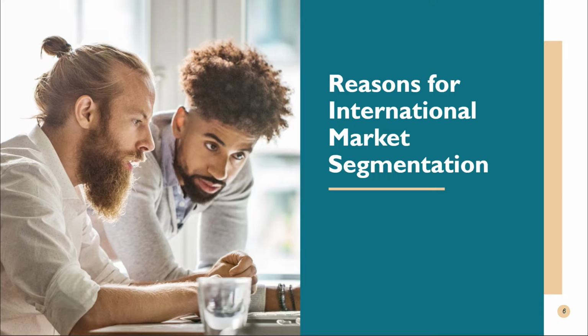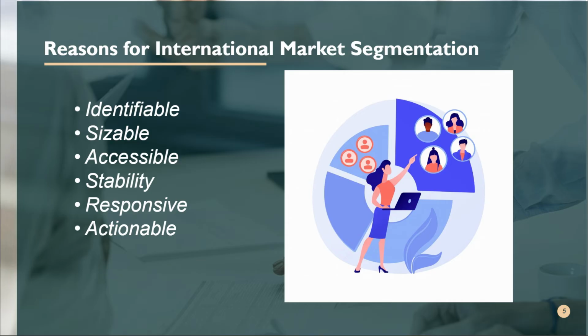Now let's go ahead and discuss the first topic in this chapter, which is reasons for international market segmentation. Now, the goal of market segmentation is to break down the market for a product or a service into different groups of consumers who differ in their response. The effectiveness of the segments ideally should possess the following set of properties. First, is the segment identifiable? The segment should be easy to define and to measure. The intended product should easily meet the objective.